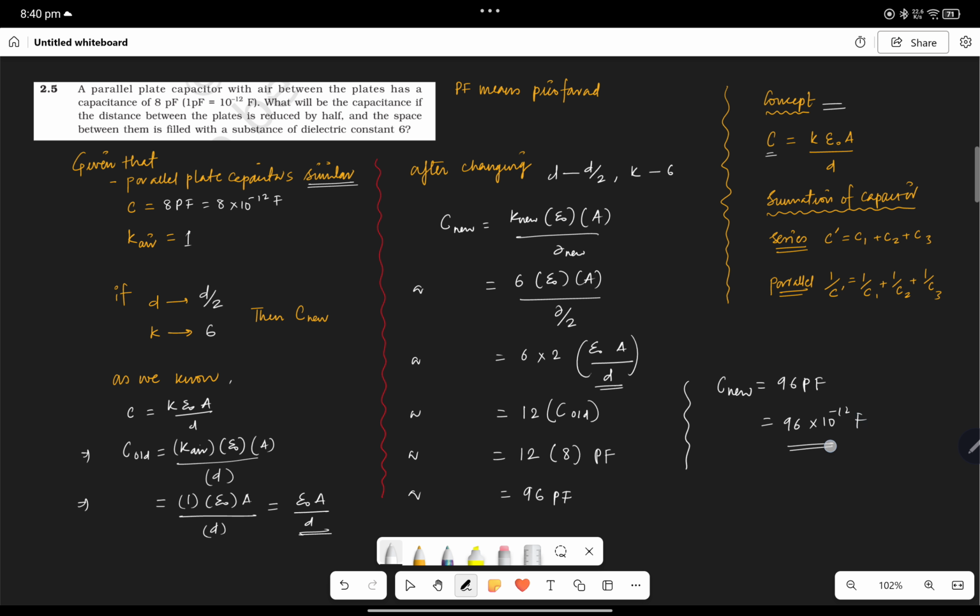So this is a very simple question. You just have to remember the formula: C is equal to K epsilon naught A by D. Just that. Okay, simple.